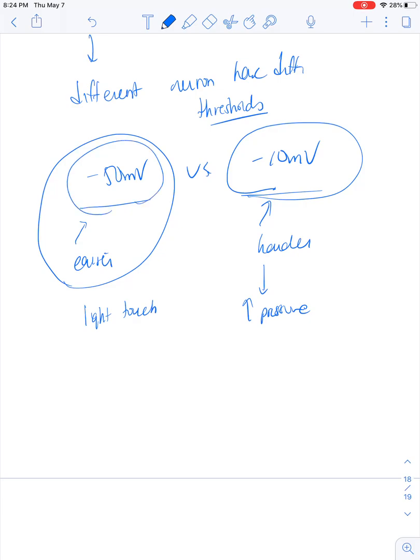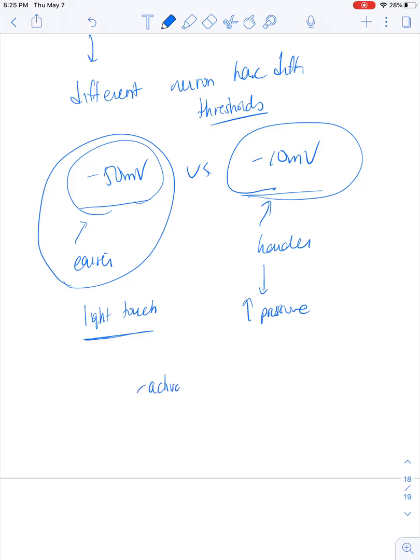Let's say somebody lightly touches you and your threshold is -50. Imagine that every time they lightly touched you, you felt pain, because the threshold for pain was the exact same as light touch, -50. That wouldn't make any sense. So light touch has to have a different threshold than pain, and it's easier to reach light touch than pain. Otherwise any little brush against your face would cause pain. So different neurons have different thresholds.